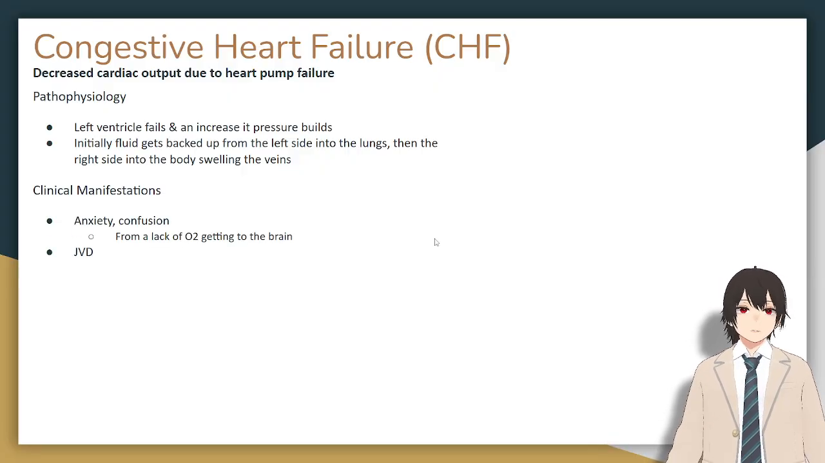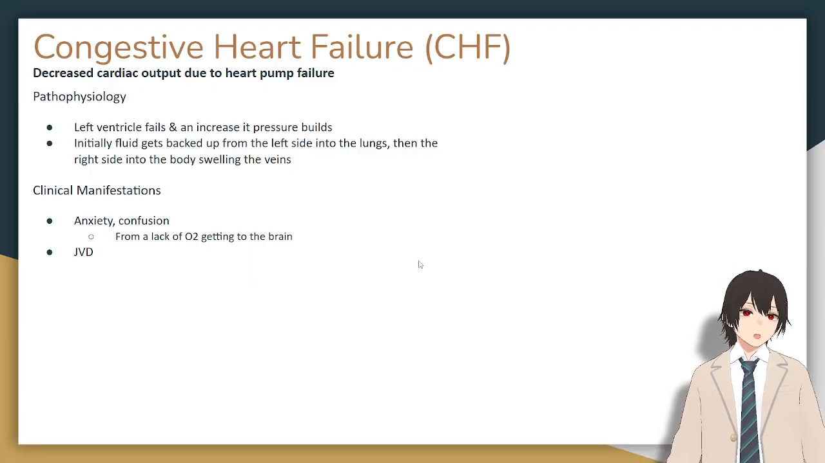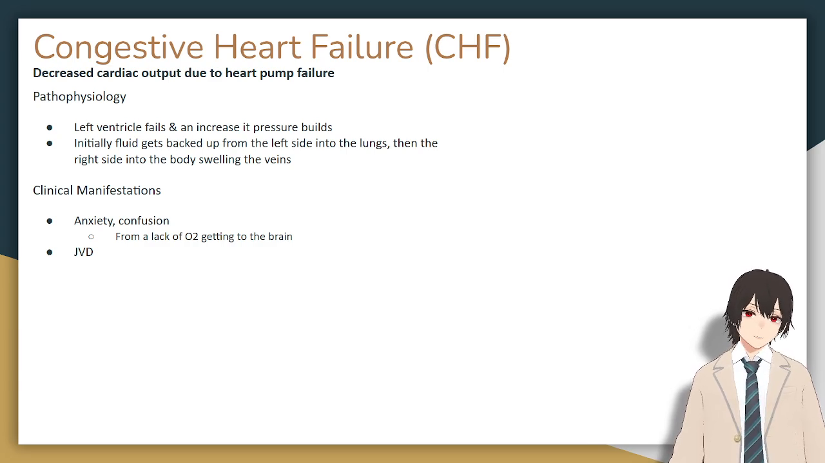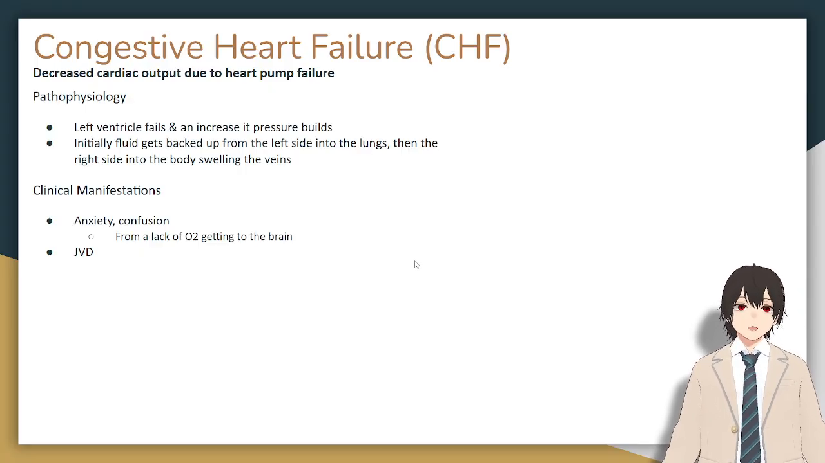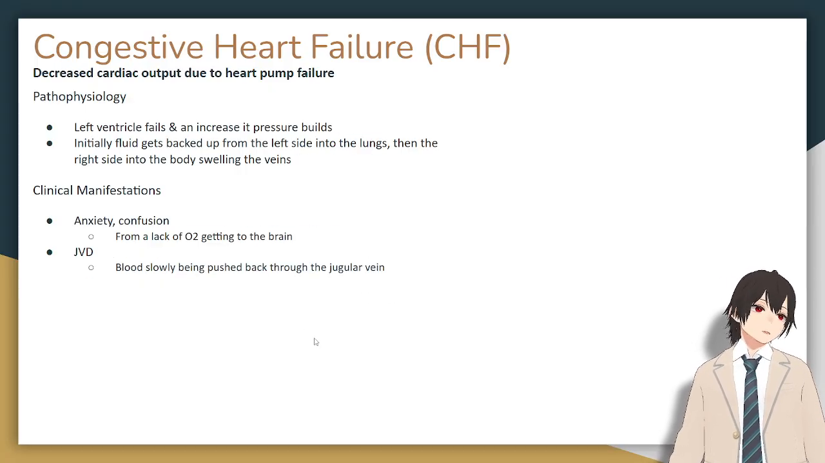JVD. So it's basically when the jugular vein along your neck gets really engorged with all this blood because, like we said, it's the reverse of the blood flow, right? Normally blood's coming down the jugular vein into the superior vena cava, right, into the right atrium. But all of that is getting reversed. So it's going back up the superior vena cava into the jugular vein, right? So this is why you're going to see that bulge on their neck.